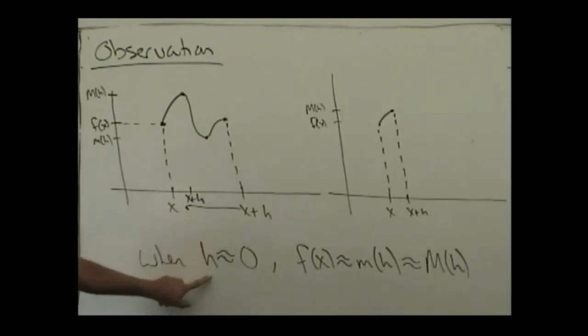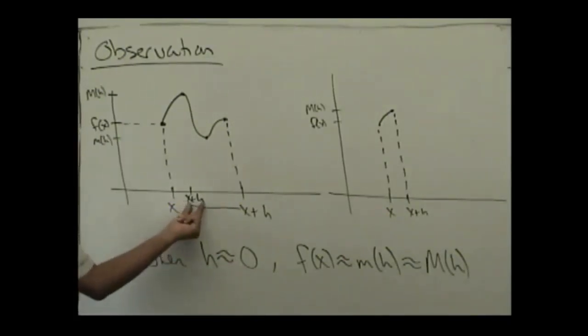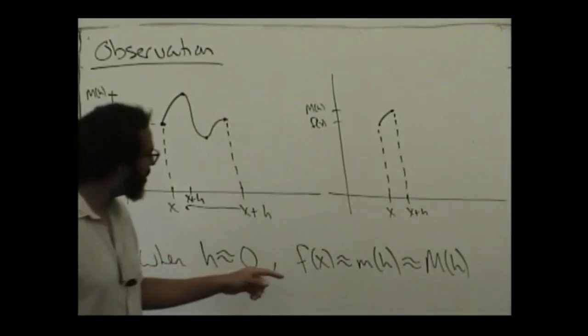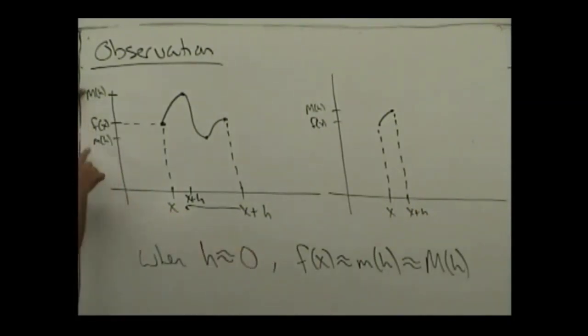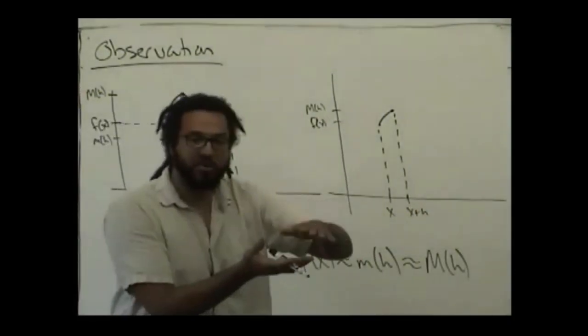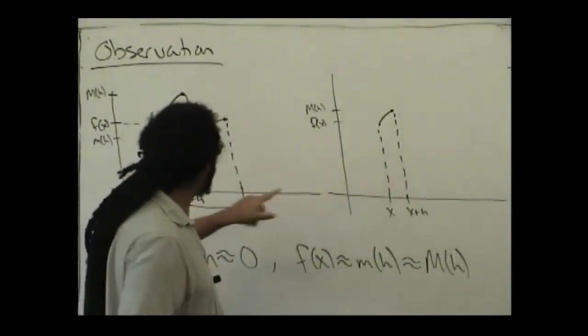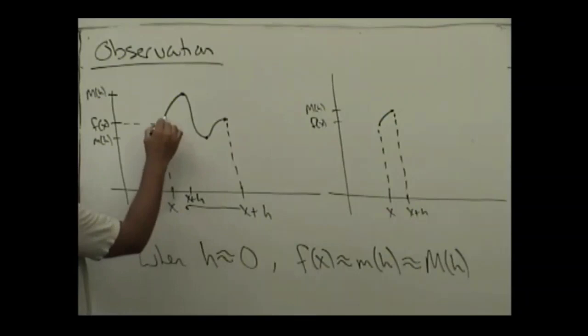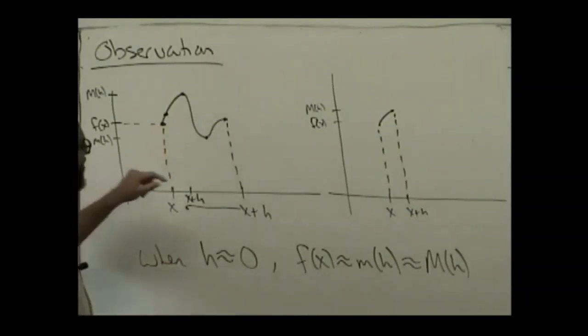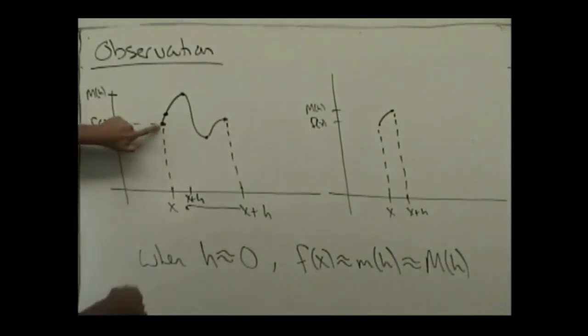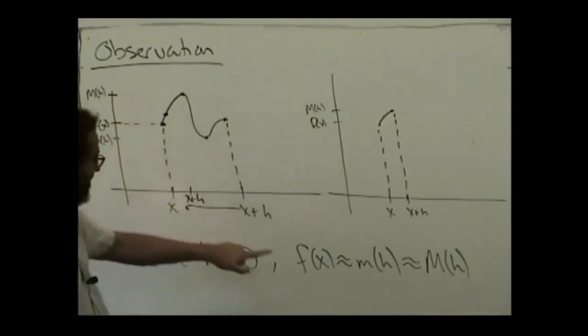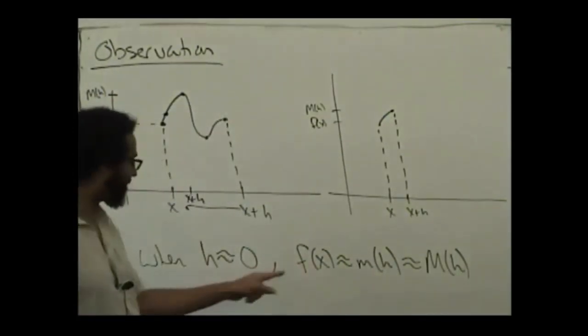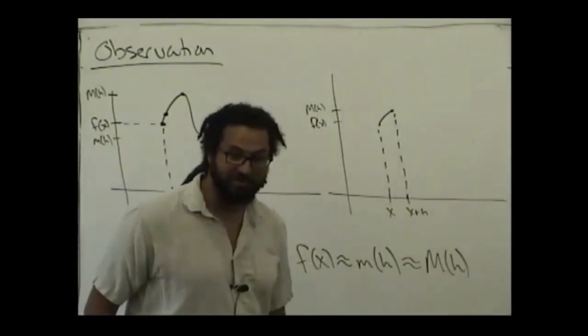Well, when h is small, in other words, when x plus h is close to x, what happens with these three values? Well, they all get closer and closer together. So when x plus h is extremely close to x, there's not much difference between the value of the function, the maximum of the function, and the minimum of the function. So when h is small, these three things are roughly all the same thing.